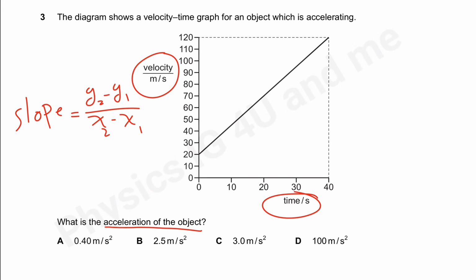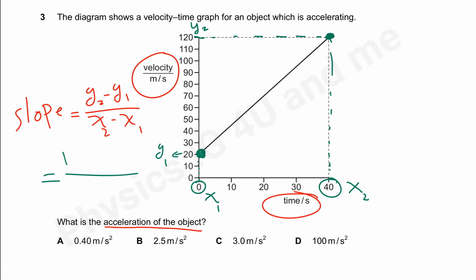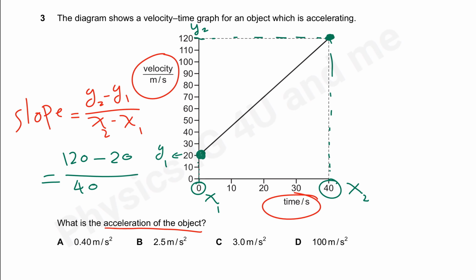The easiest points are actually, I have this point. So the y2 here is 120, and here the x2 will be, when we go down here, it is 40. Another point I choose here, the 20 here, this point. So this will be y1. And the x1, I go down here, the x1 will be 0. This is x1. So if I want to substitute, it is going to be y2 is 120 minus y1 is 20, x2 is 40 minus 0.